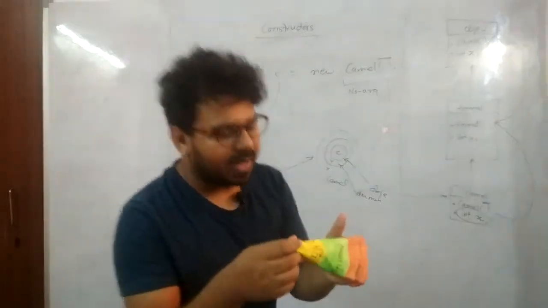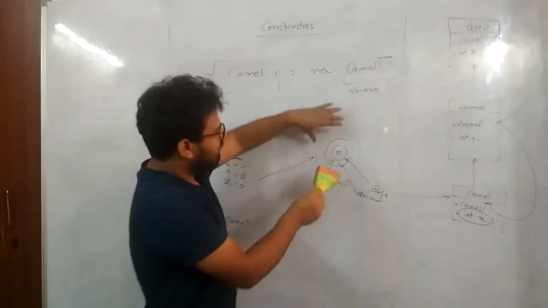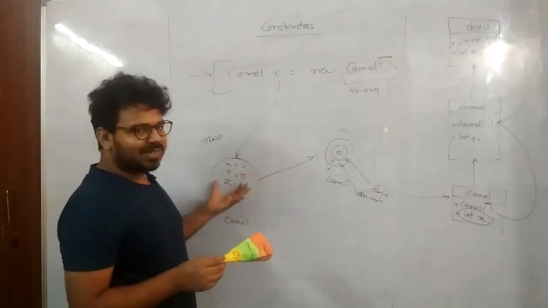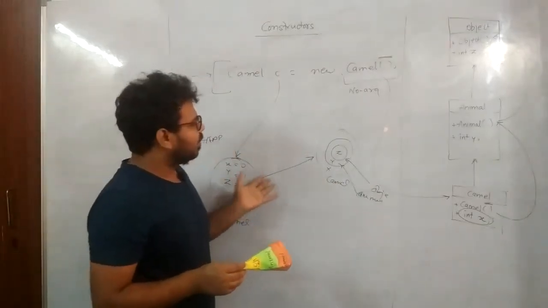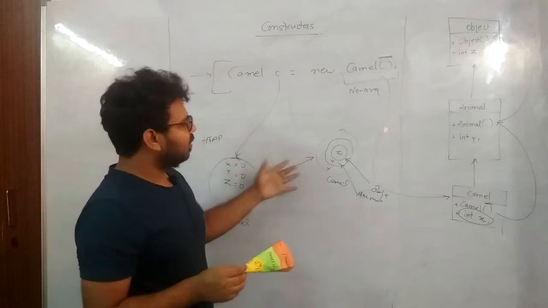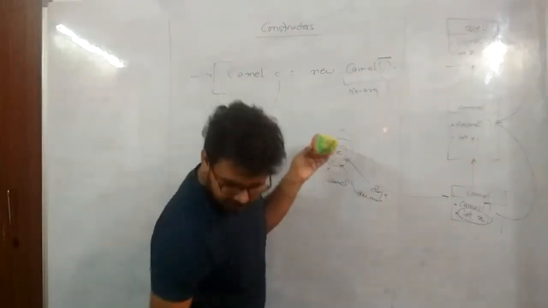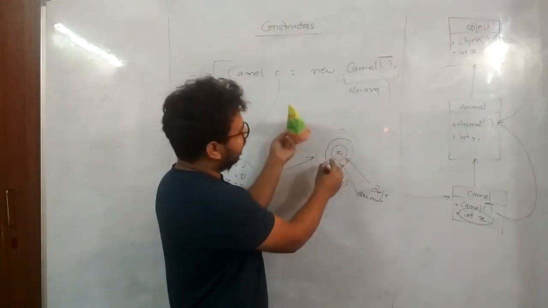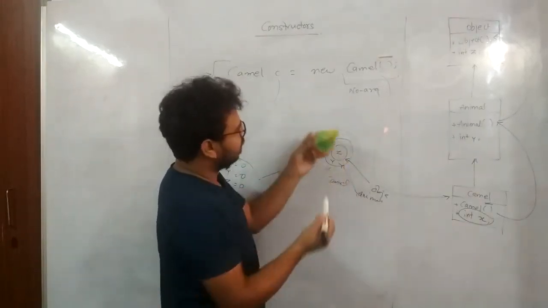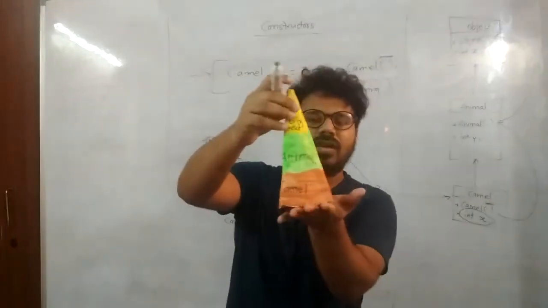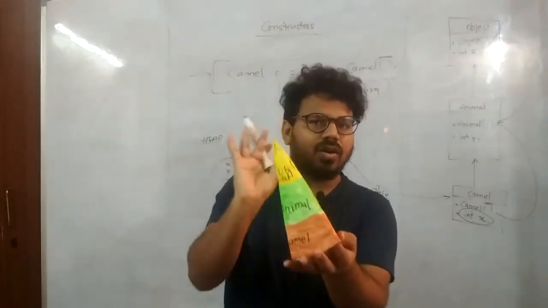What I have shown you here is that if we zoom in and go into much more detail of our object, we can see the object portion here in the middle, then in the green we have the animal portion, and then finally camel. So this as a whole is a camel object.